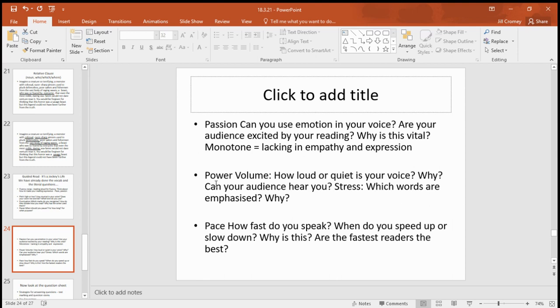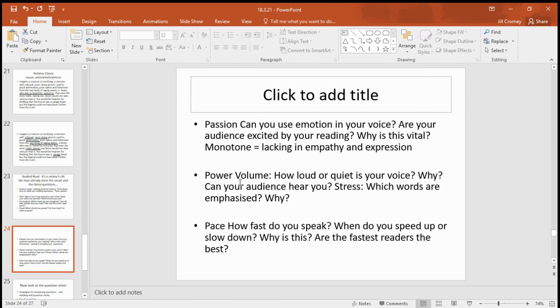The fifth one is power, or volume. How loud or quiet is your voice? Why are you doing it like that? Are you doing it deliberately? Can your audience hear you? Do you need to stress certain words? Are you emphasizing them? Why might you do that?